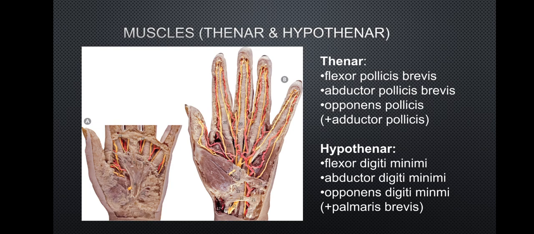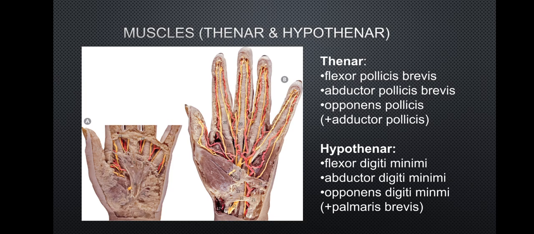As the mnemonic goes, FAO, let's start with the O, the opponens digiti minimi. The opponens digiti minimi lies deep to the other hypothenar muscles, and it originates from the hook of the hamate and the associated flexor retinaculum and gets inserted into the medial margin of the fifth metacarpal bone. Here lies the opponens digiti minimi muscle. It is innervated by the ulnar nerve and it acts to rotate the metacarpal of the little finger towards the palm, producing opposition.